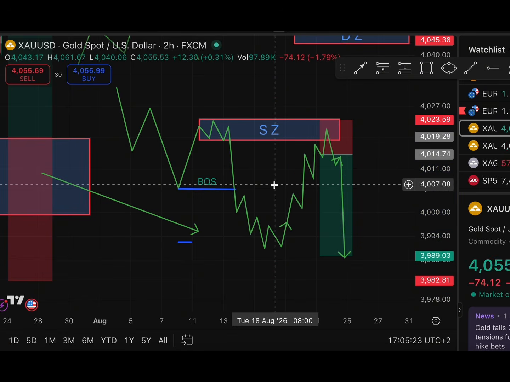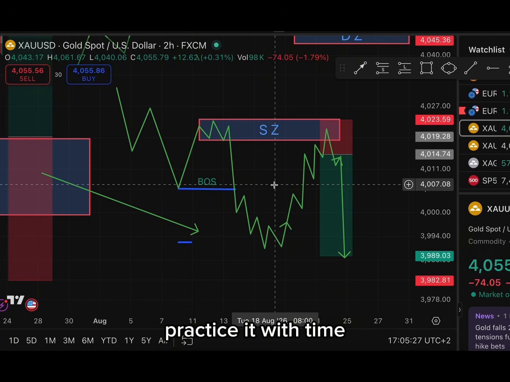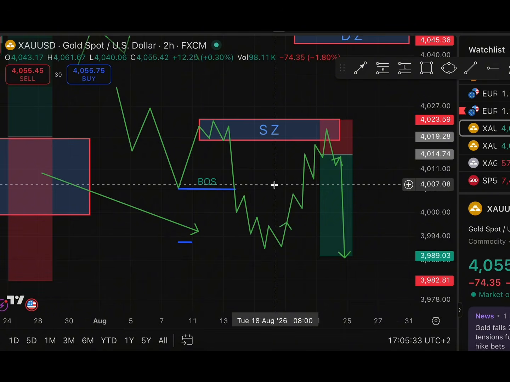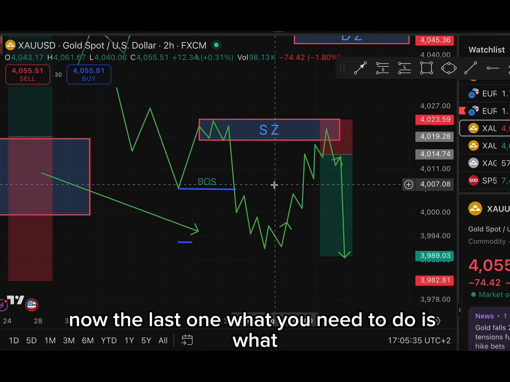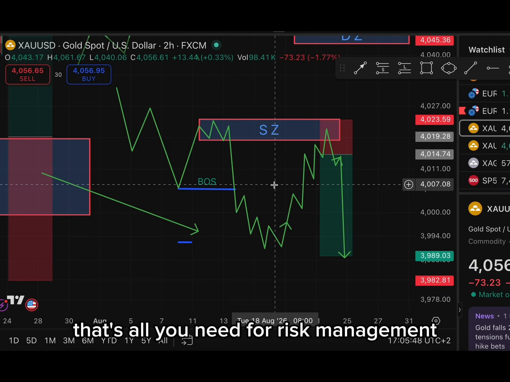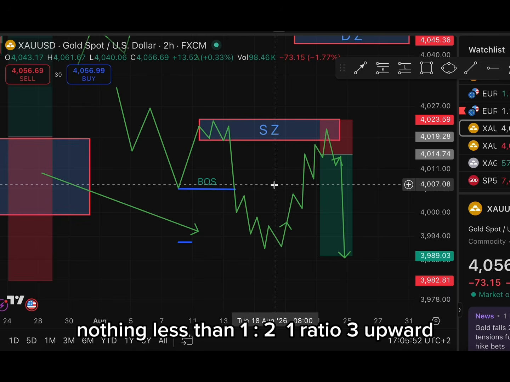Simple. All you need to do is to keep backtesting it, practice it, backtest it, practice it. With time, this alone is a hedge in the market. When it comes to risk management now, the last one, what you need to do is what? 1:2 risk to reward. Put your stop loss. That's all you need for risk management. Always put your stop loss to keep you longer. Risk management, nothing less than 1:2, 1:3, upward.